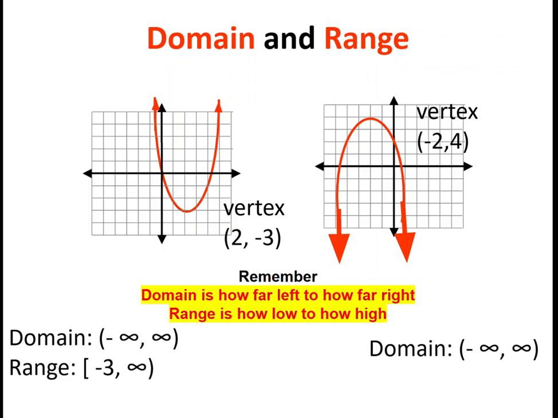For our next one, same thing. Domain is going to be all real numbers, -infinity to infinity. And our range, it's going really, really low, and then it's going to stop at 4. So again, we are touching 4. That's why we have that square bracket, which is also the y value of the vertex.